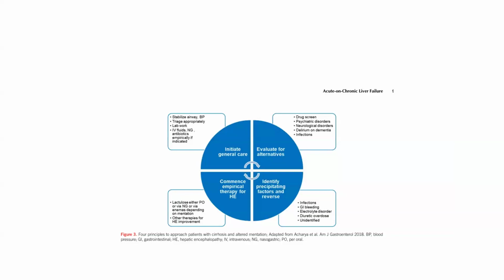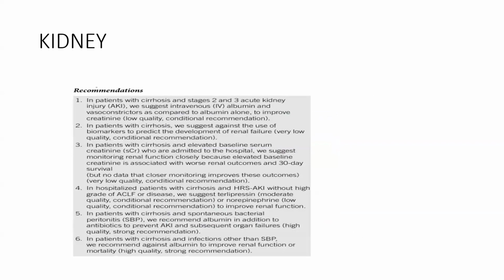Then we should evaluate for alternative causes, like screening the drug intake properly. Then identify whether any underlying psychiatric disorder is there or not, then neurological disorder, delirium, and infection. Then start the empirical therapy for hepatic encephalopathy, that is lactulose and other therapies, and also identify the precipitating factors and reverse them, like infection, GI bleeding, electrolyte disturbance, diuretic overdose, and unidentified. So the next organ that we need to take care of is the kidney.